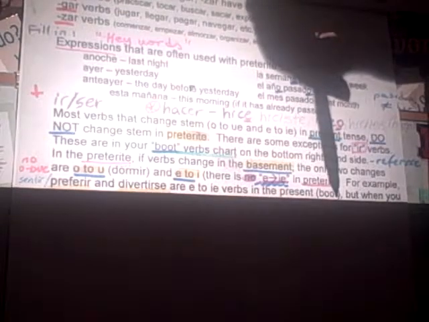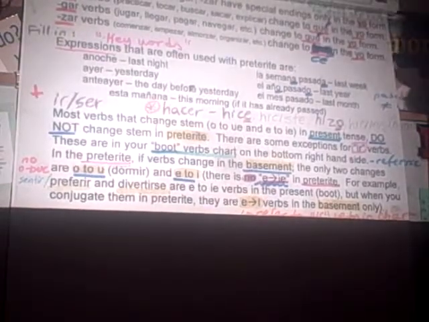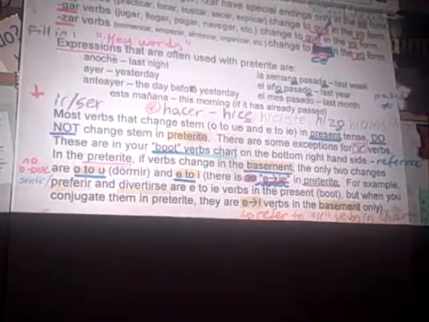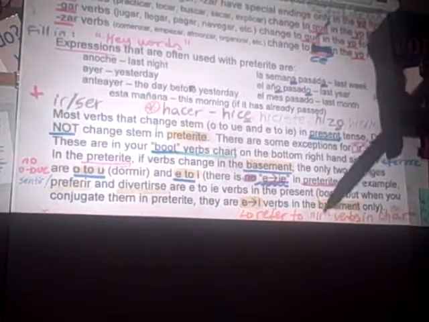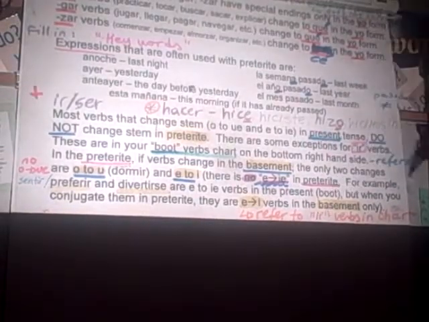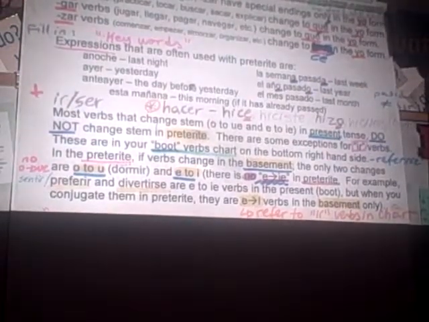So verbs like preferir, divertirse, normally are E to IE verbs in the present tense, and they make a boot change. But when you see them in the preterite or past tense, they're E to I verbs in the basement only in the bottom two forms. Is this all coming back to us? Refreshing. So again, only refer to verbs that end in IR, so only basement verbs from that chart. Only the IR ones are basements.